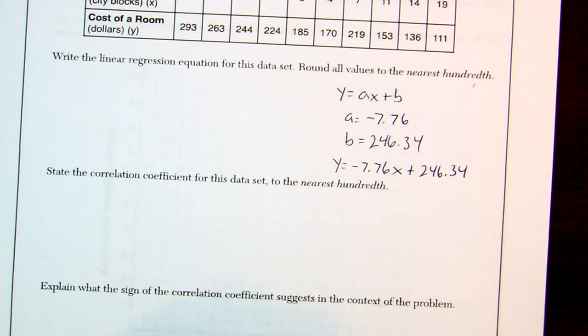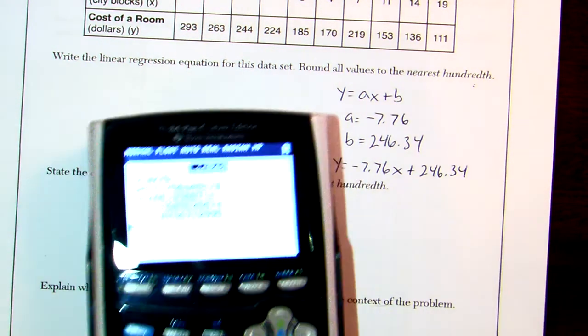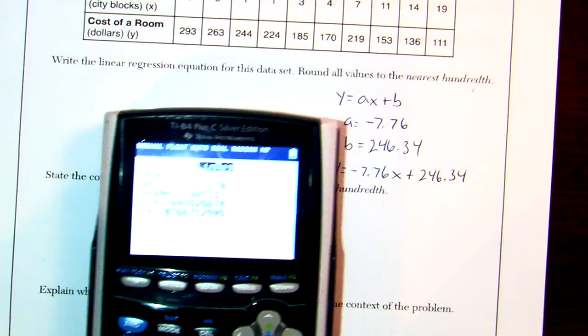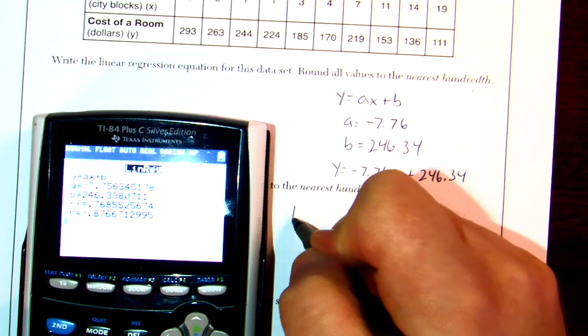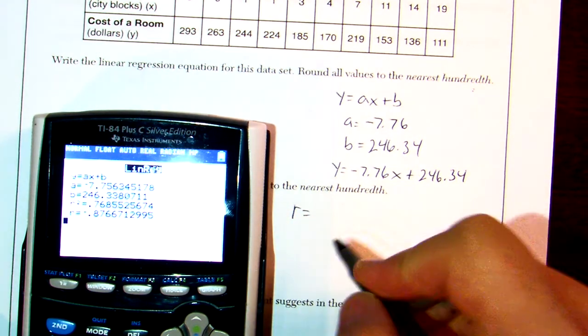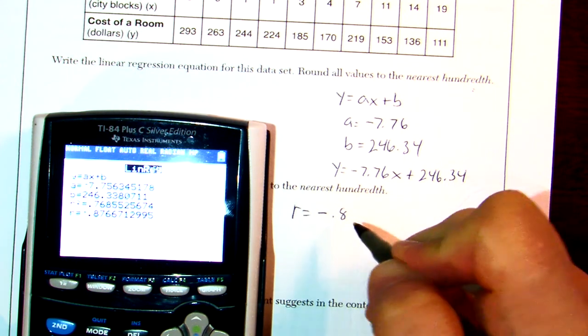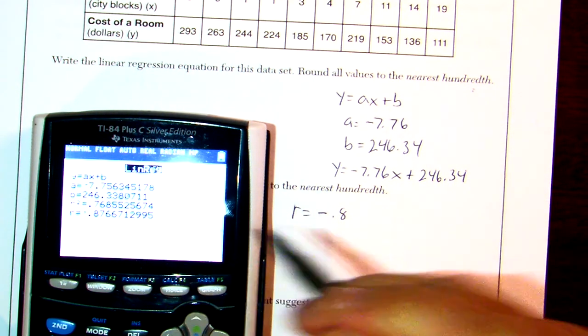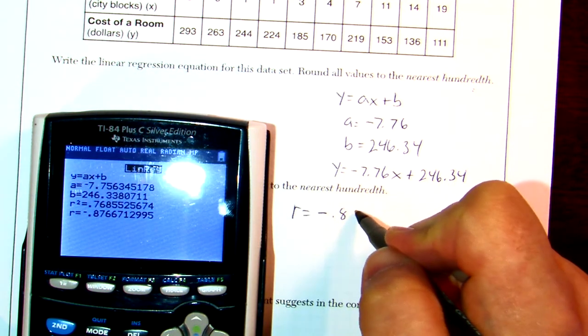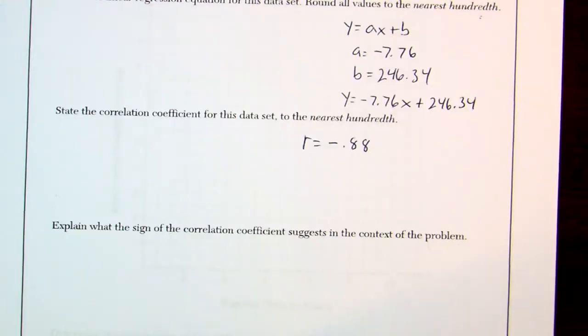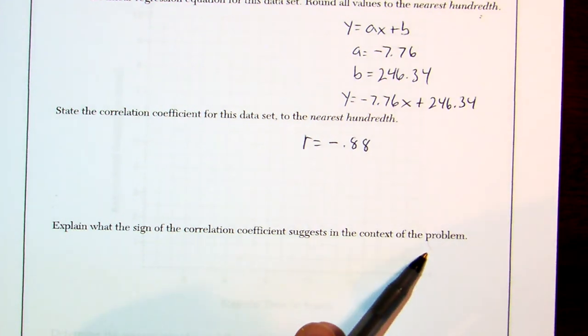It says state the correlation coefficient for this data set to the nearest hundredth. So when you look at this, the coefficient is the r, not the r squared. So our r to the nearest hundredth is going to be negative 0.8. That 6 tells the 7 to round to the 8. So negative 0.88.